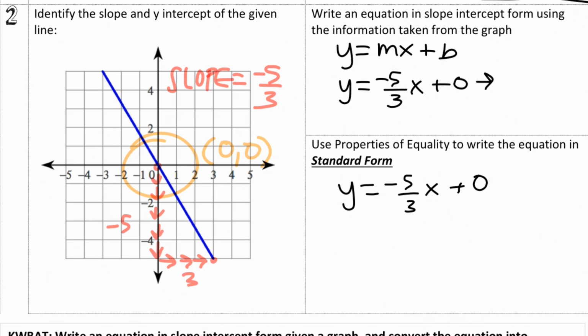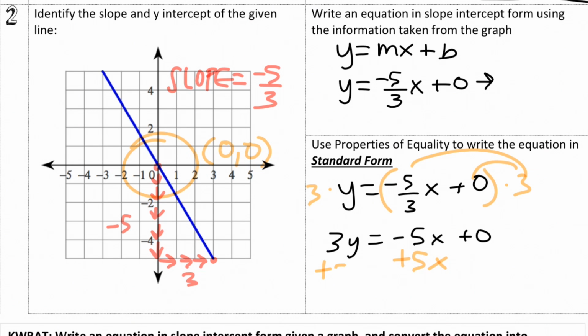Okay, first thing we need to do is get rid of any denominators, and we have one, which is 3. So I'm going to multiply both sides by 3. When I do that, I get 3y equals negative 5x plus 0 still. The next thing I want to do is move the x term. Here's our x term, it's negative, so I'm going to add 5x to both sides. I can't really add 3y and 5x together, so I just write it down: 5x plus 3y equals 0.